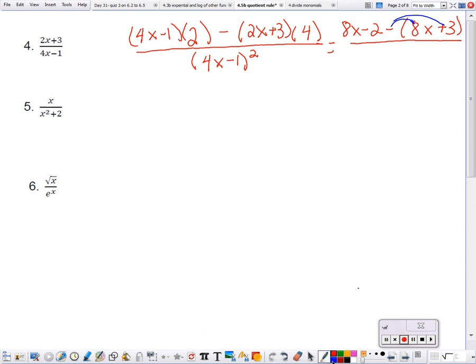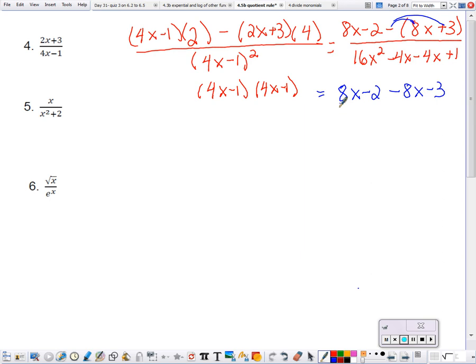we need to multiply out our denominator. First, outside, inside, last. And then distributing this negative. Combine my like terms. So now, simplifying my numerator one last time, these cancel. It makes 0, so we have negative 5 divided by 16x squared minus 8x plus 1.